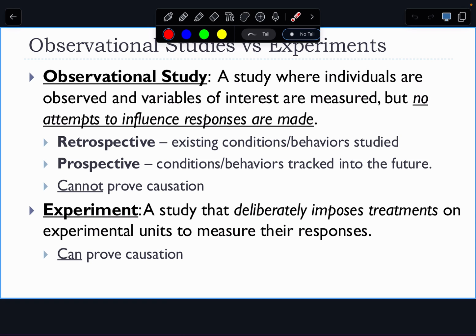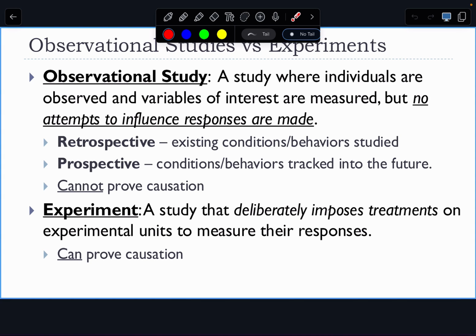A prospective observational study is what happens when we actually observe things as they unfold. So conditions, behaviors, whatever it is I'm trying to measure, is tracked in the present and into the future. I identify the individuals that I want to know about, and I follow them over a period of time. Over that period of time, I measure and observe the pieces that I'm looking for. So I'm gathering data as it happens rather than looking back at previous data already collected.